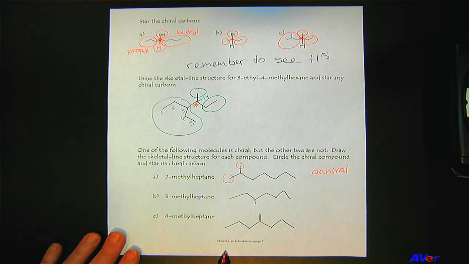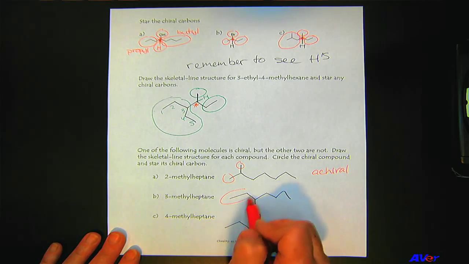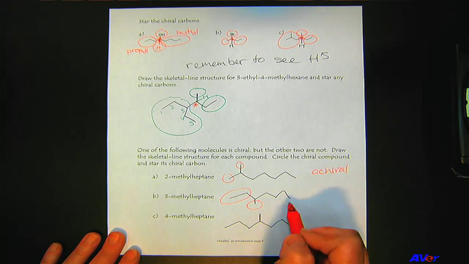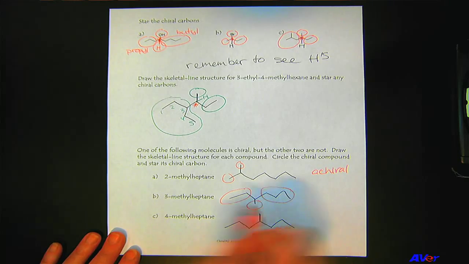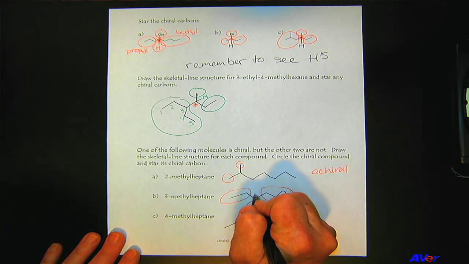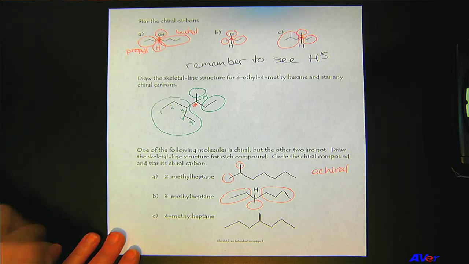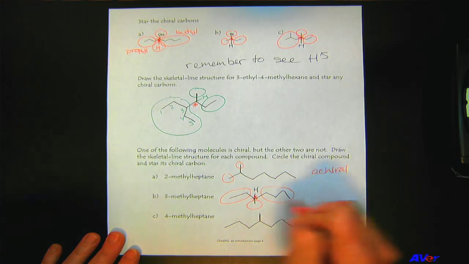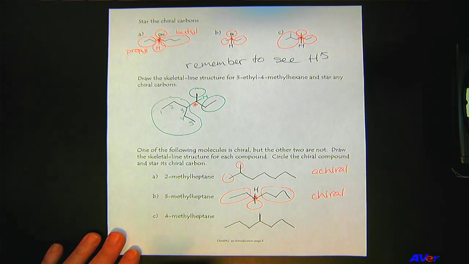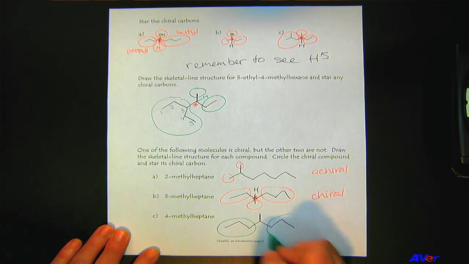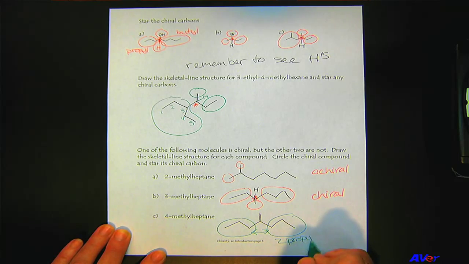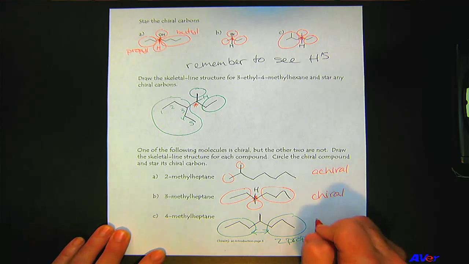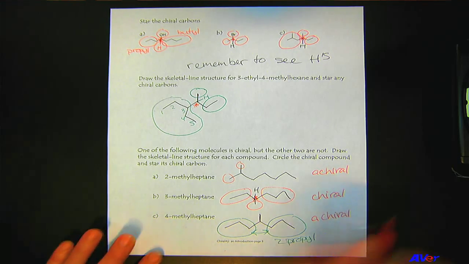If we look here, ethyl, methyl, butyl, and of course the hydrogen. So we have found our chiral molecule. But now let's double check. Why wouldn't this one be chiral? Because when we look right here, we see there's 2 propyl groups coming off of this carbon. So it is also achiral.